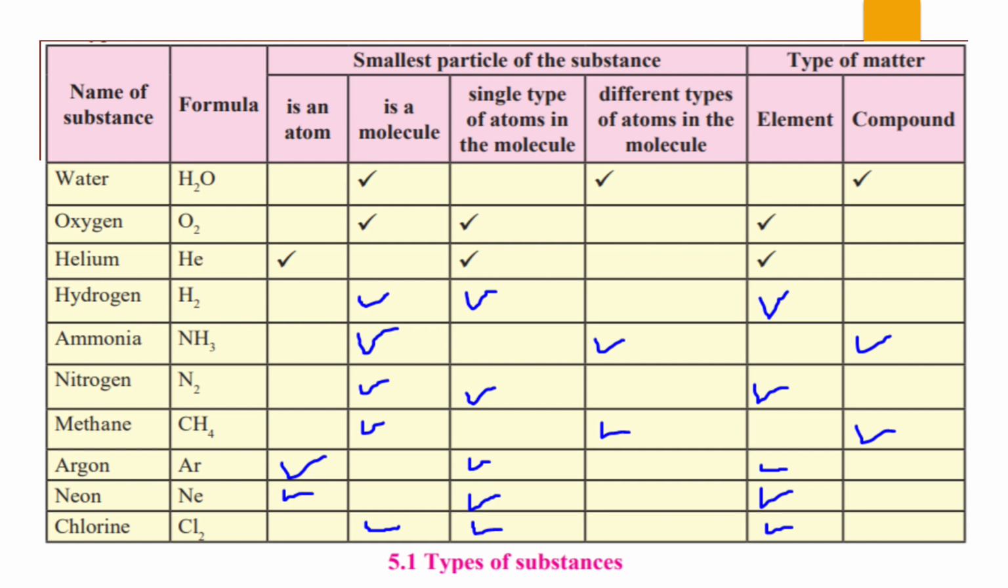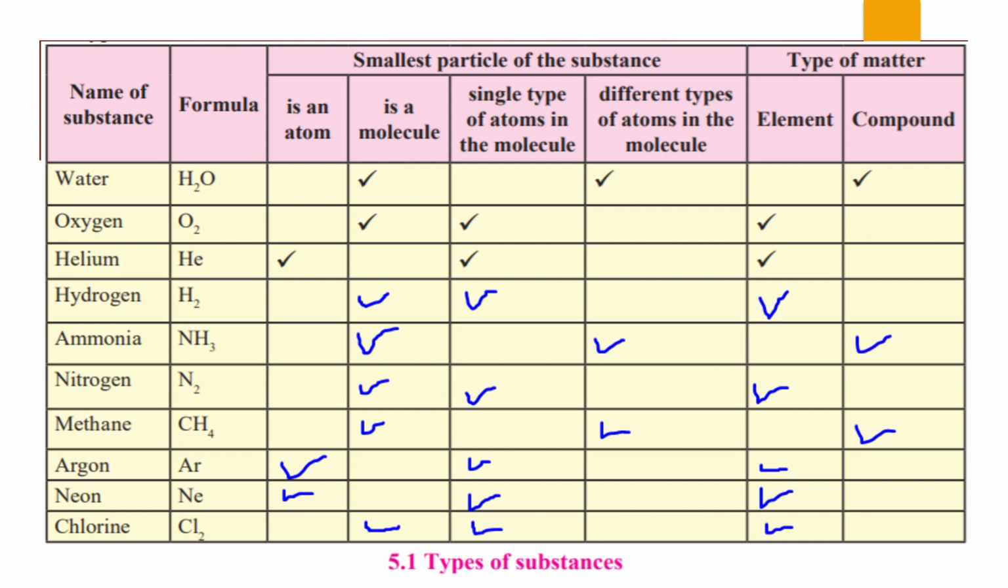The next one is ammonia. In ammonia, you can find the formula NH3. It means there are two types of atoms, nitrogen atom and hydrogen atom. So it is a molecule in which two different types of atoms are involved, and when two different types of atoms form a molecule, then they are called a compound. Hence NH3 is a compound.